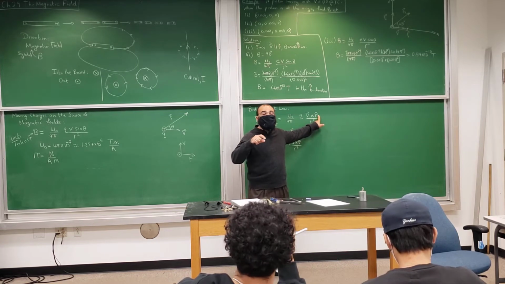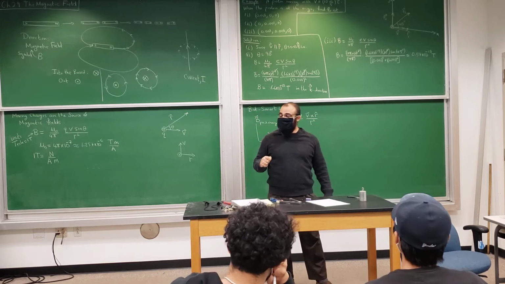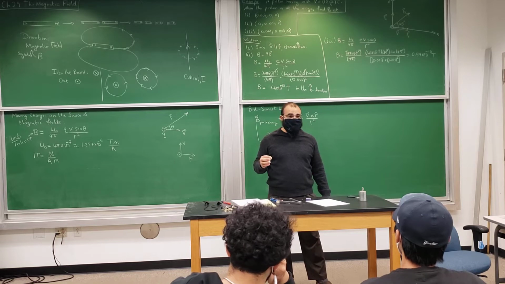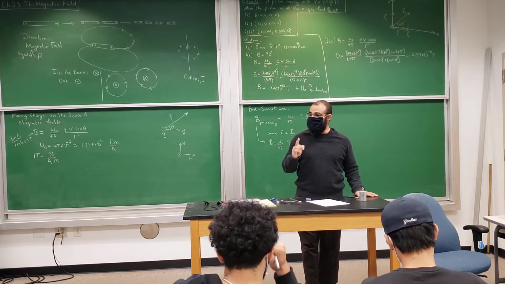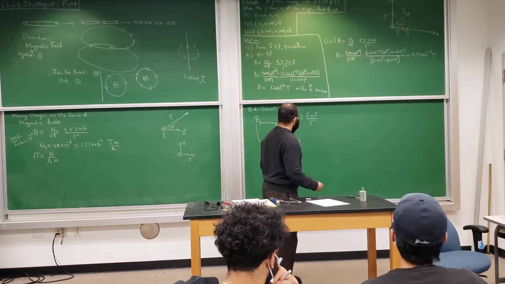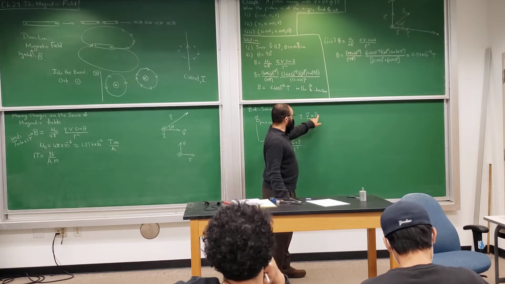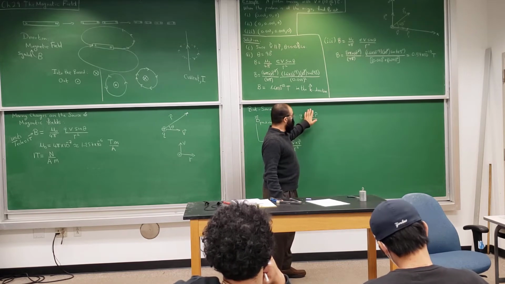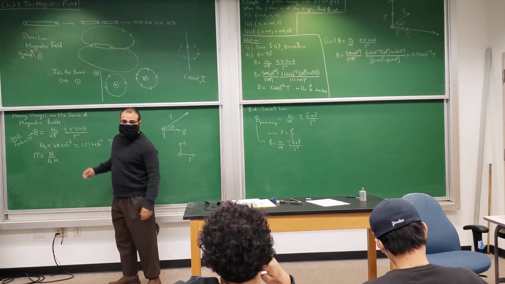The magnitude of the vector r is r, but the magnitude of the vector r hat is one. It's a unit vector, so it has size 1. So it would be the magnitude of v, which is v, times 1, so just v, times the sine of theta. So that's what you have here. v and the sine of theta.